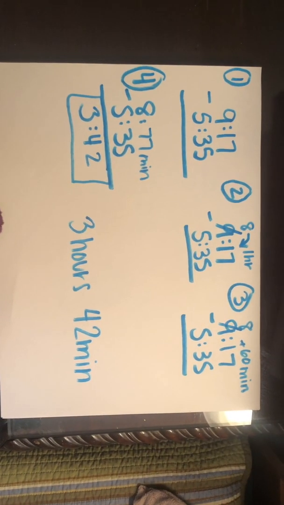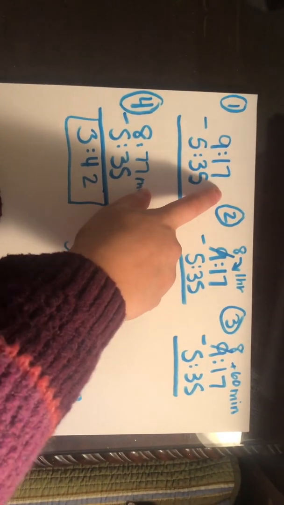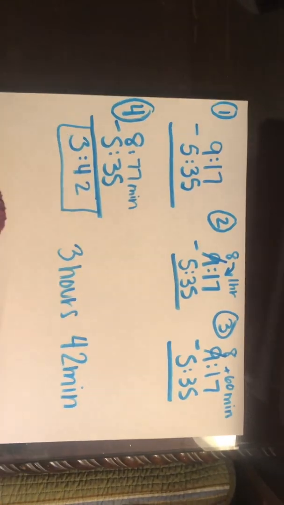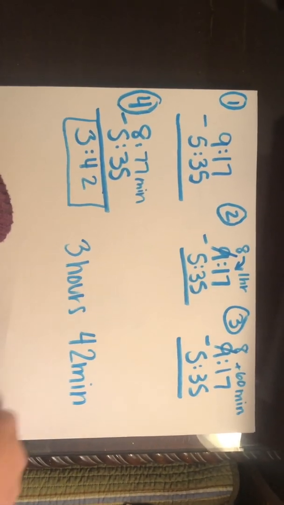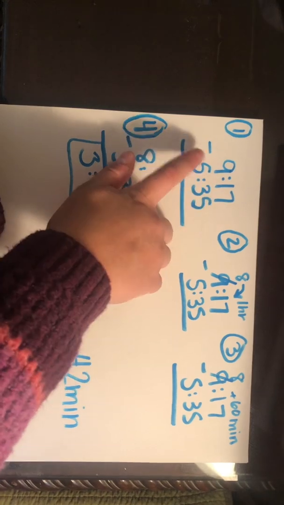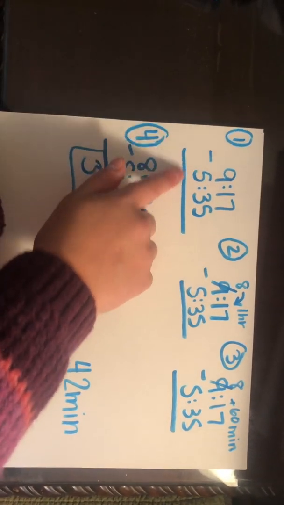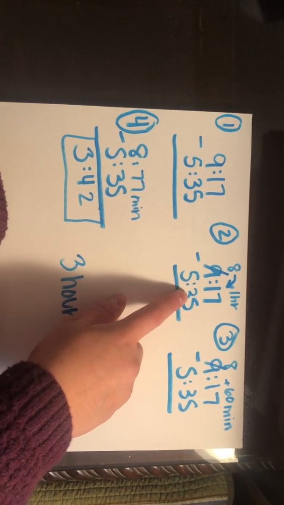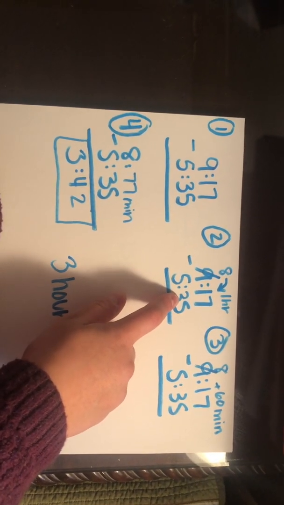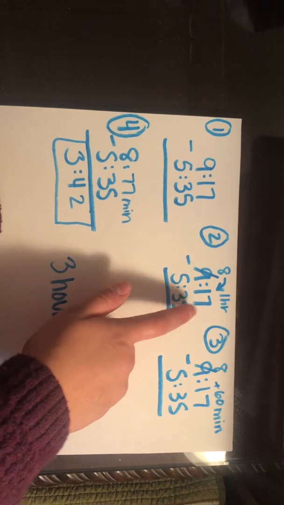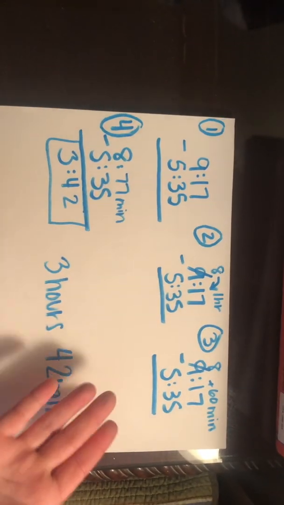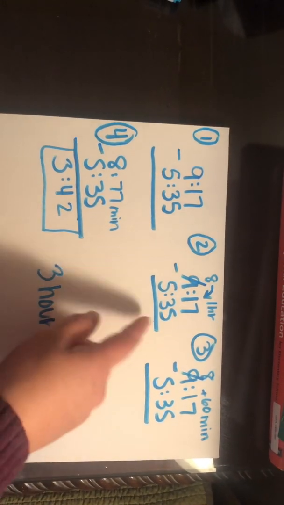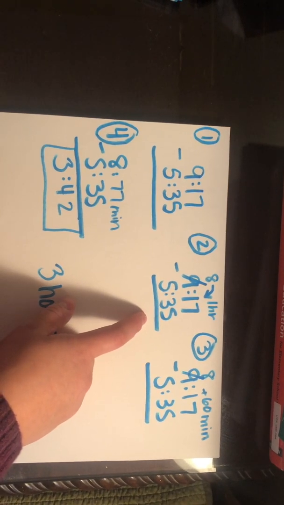When we are going from 5:35 to 9:17 and trying to find the total distance between the two, we can write it as 9:17 minus 5:35 to find the difference. In this problem, we must regroup because you cannot subtract 35 from 17 without getting a negative number. In time, we can't have negative numbers.